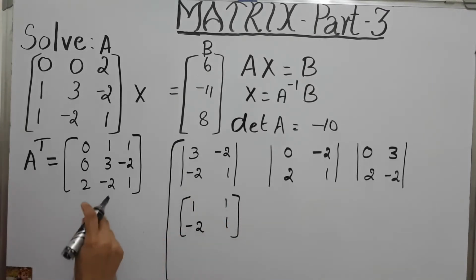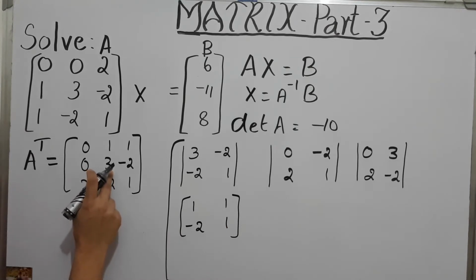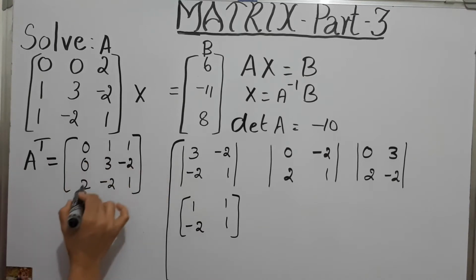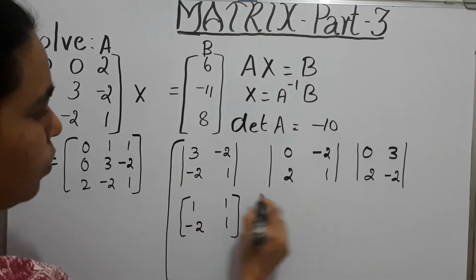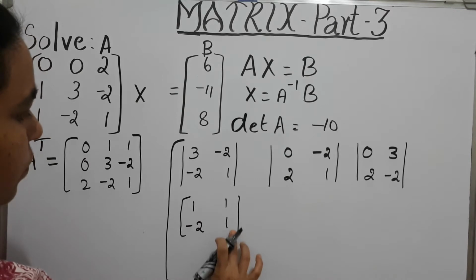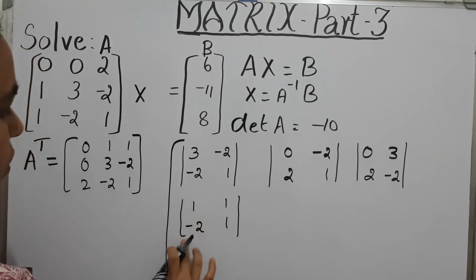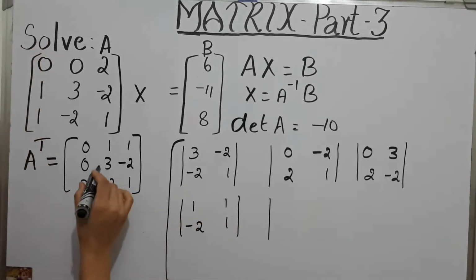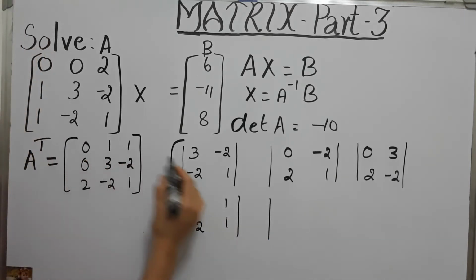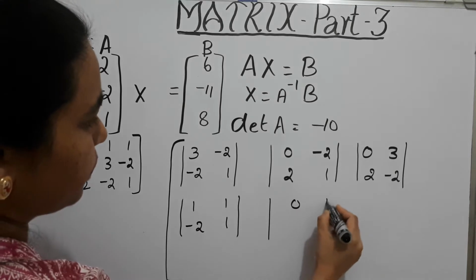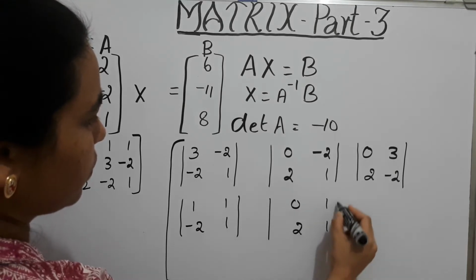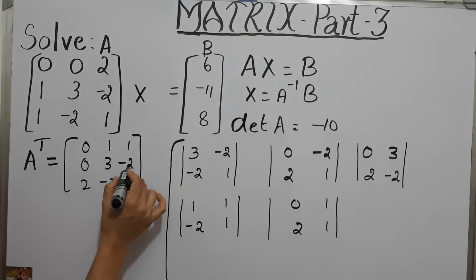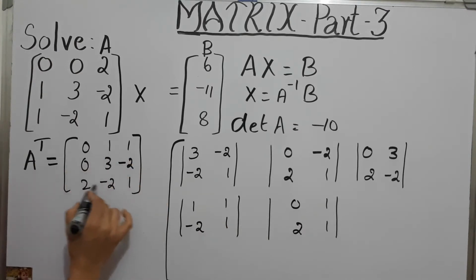And for the second element, second row, you have to ignore the middle column. So you have to take 0, 1, 2, 1. This is actually a determinant, so you cannot put brackets. And the next one, you have to ignore the third column. So you have to take 0, 1, 2, minus 2.